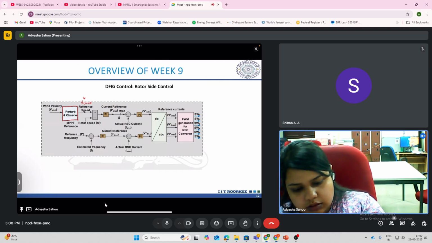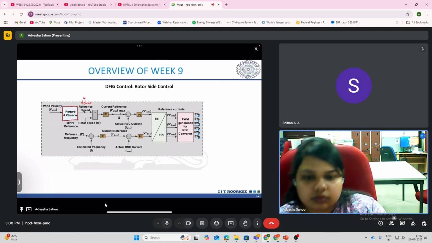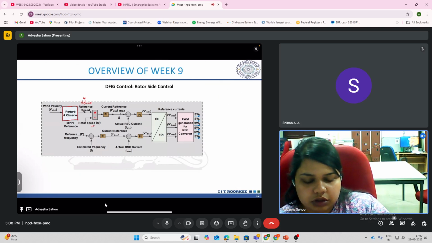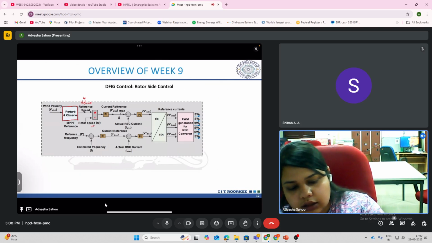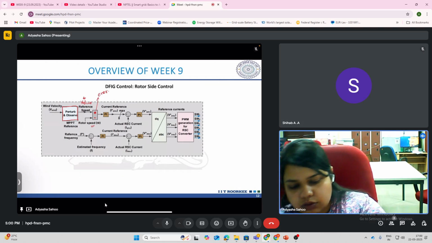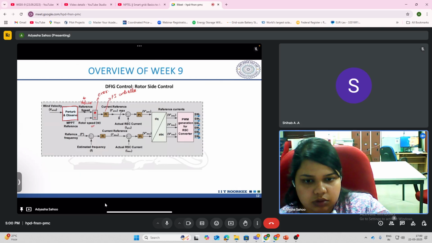Basically, the reference omega is computed and then it is checked with the actual rotor speed omega. This plus minus basically computes the difference between the reference and the actual rotor speed. This is nothing but the error between the desired speed and the actual speed. To minimize this error, we use the PI controller. The PI controller will try to match both the reference and the actual rotor speed.